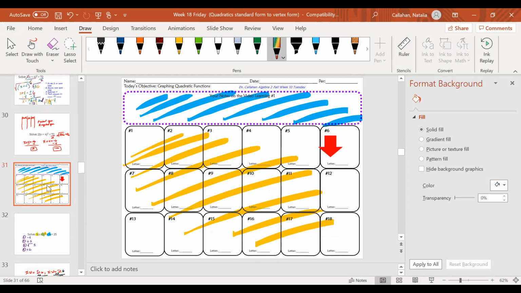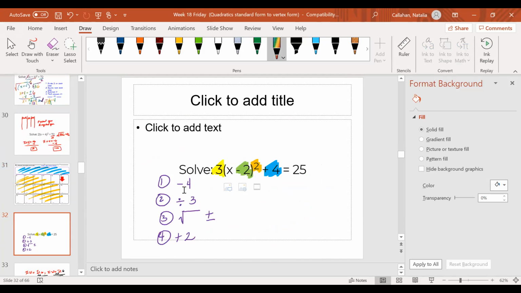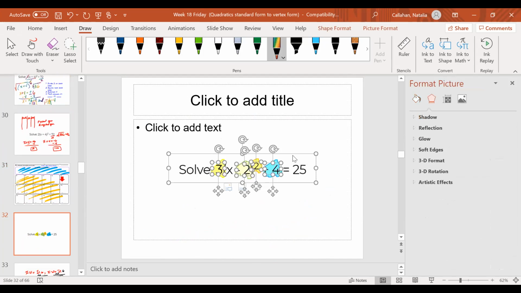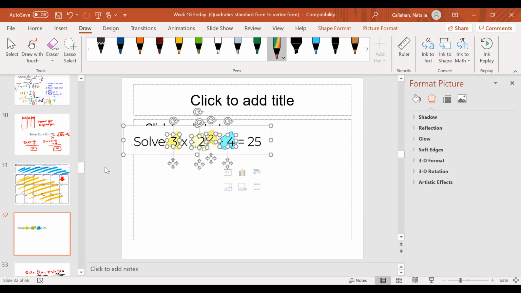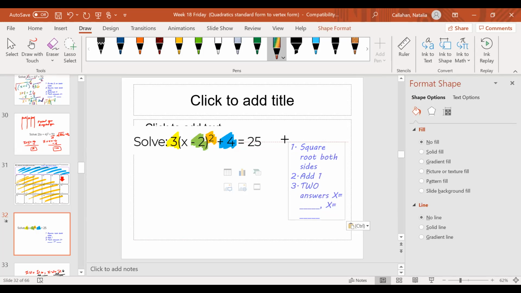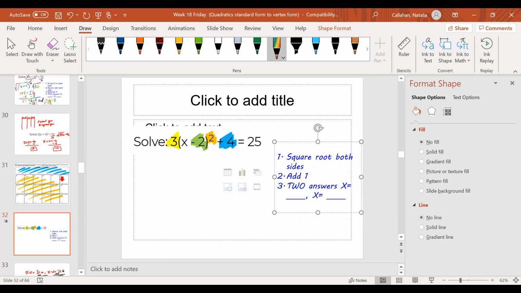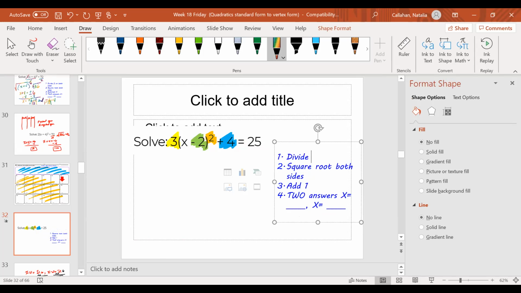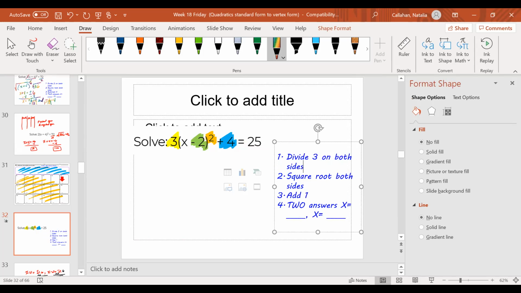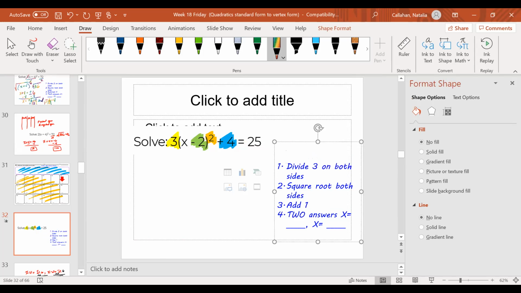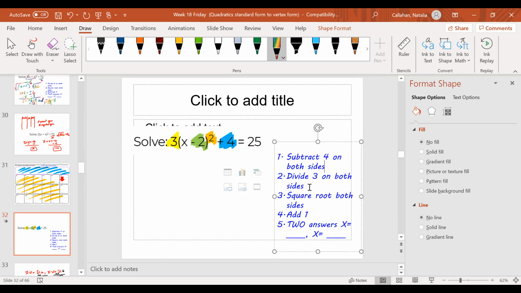All right, example number 6. With example number 6, this is your question, so go ahead and copy it down. And you are going to divide 3 on both sides, square root both sides, or actually before you divide and square root, you will have to subtract 4 on both sides. Then divide by 3, then square root, and then you're going to add a 2.